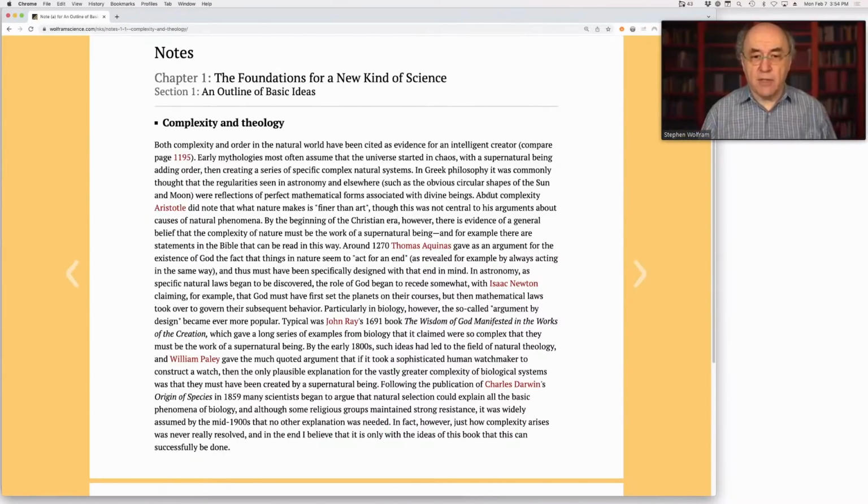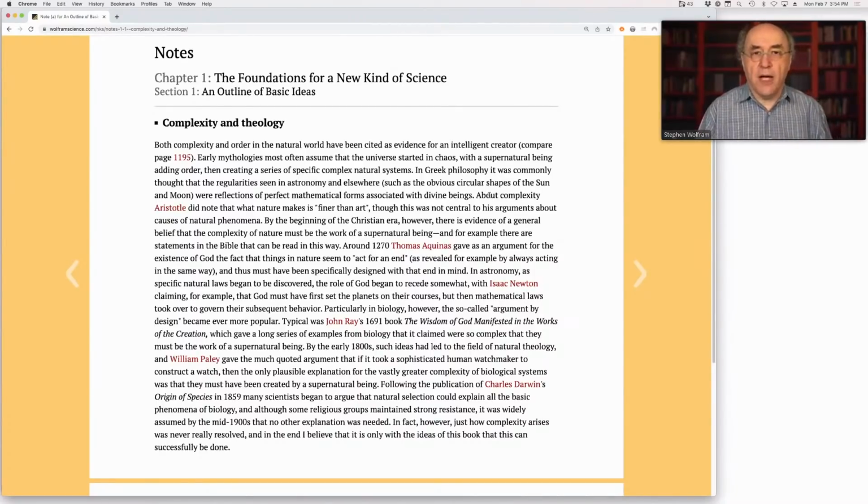Basically it gave the argument that these things are so complex that they must be the work of a supernatural being. And there's that famous quote along those lines from this field of natural theology, which William Paley was a big proponent of in the early 1800s. If it took a sophisticated human watchmaker to make a mechanical watch of the day, then the only plausible explanation for the vastly greater complexity of biological organisms is that they must have been created by a supernatural being.